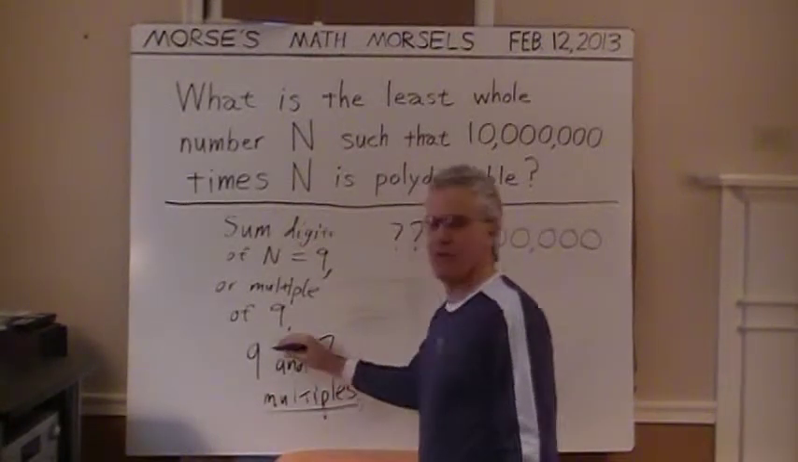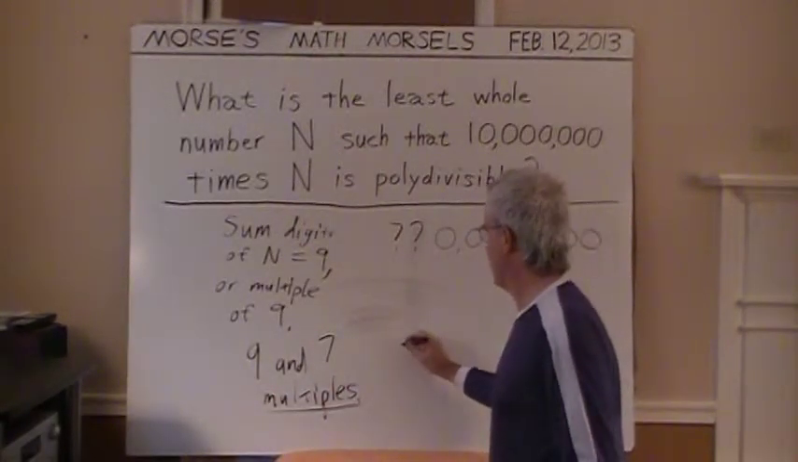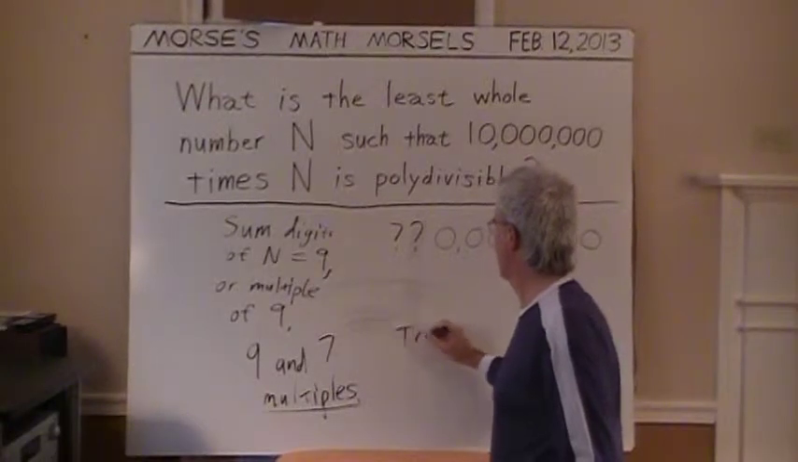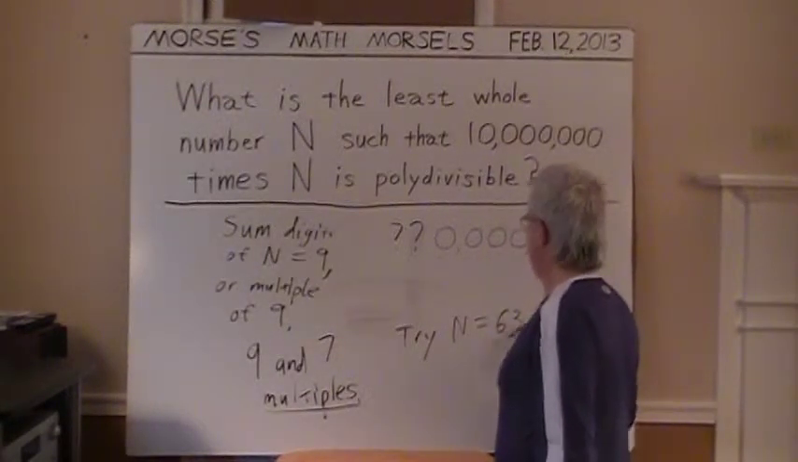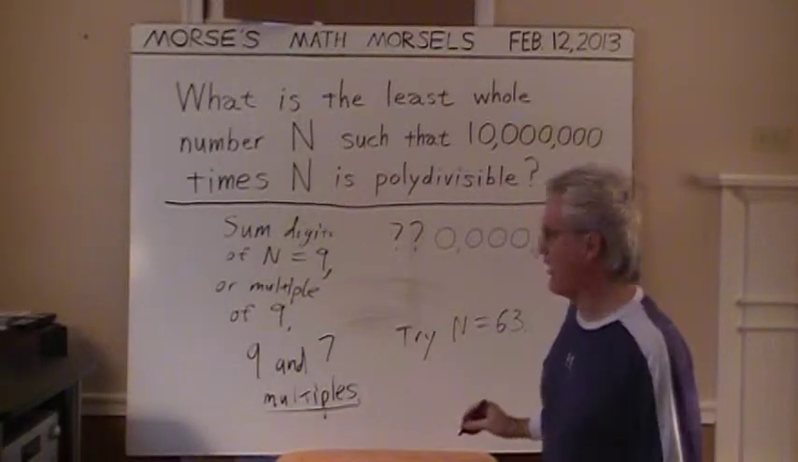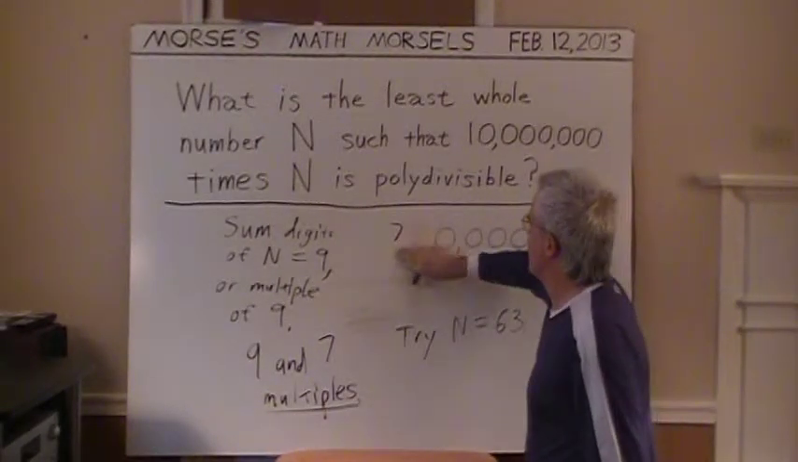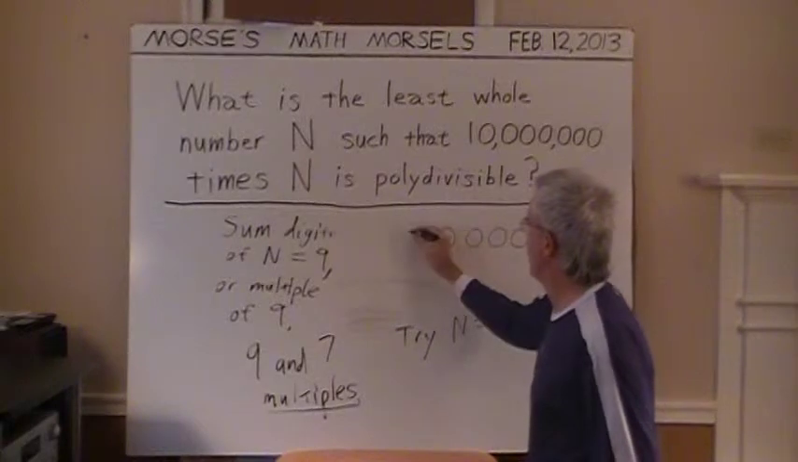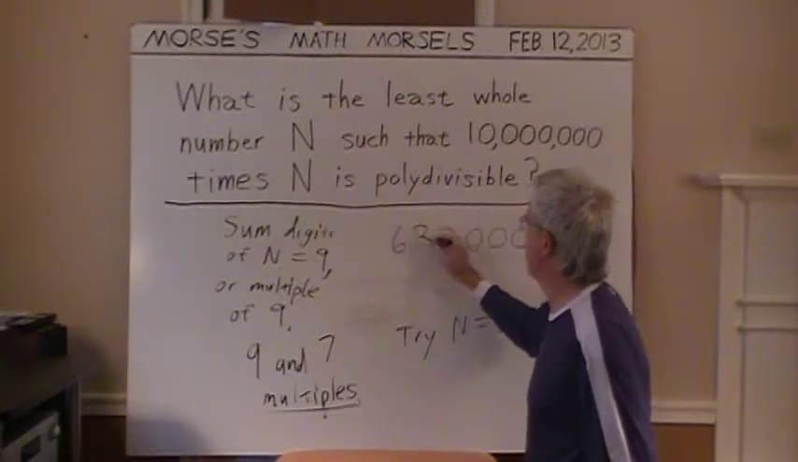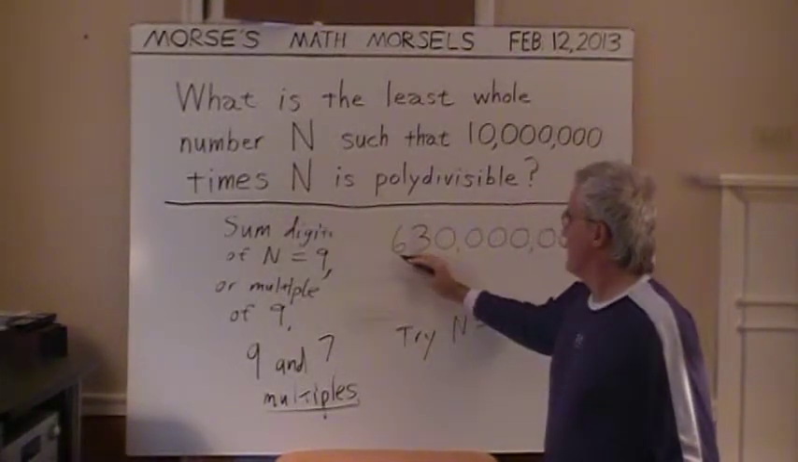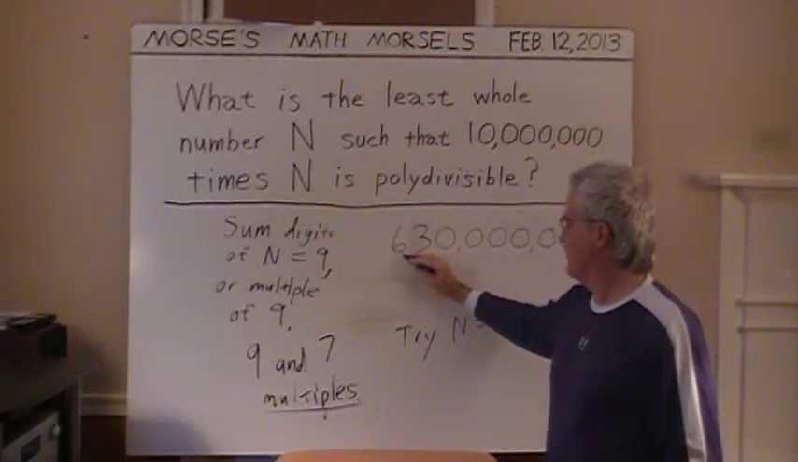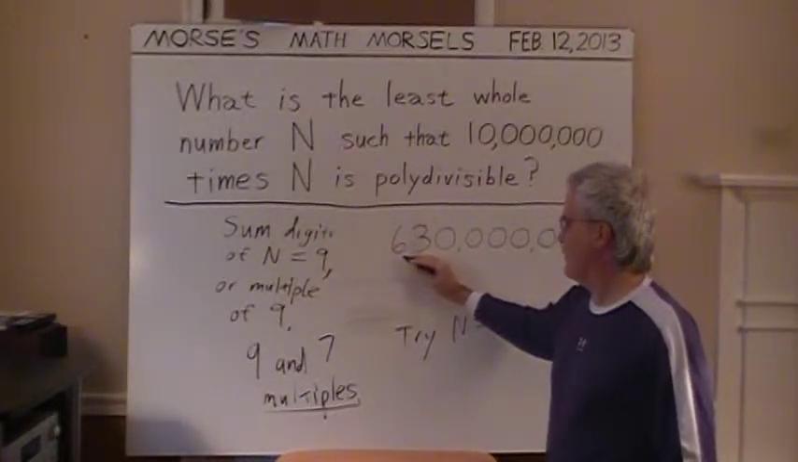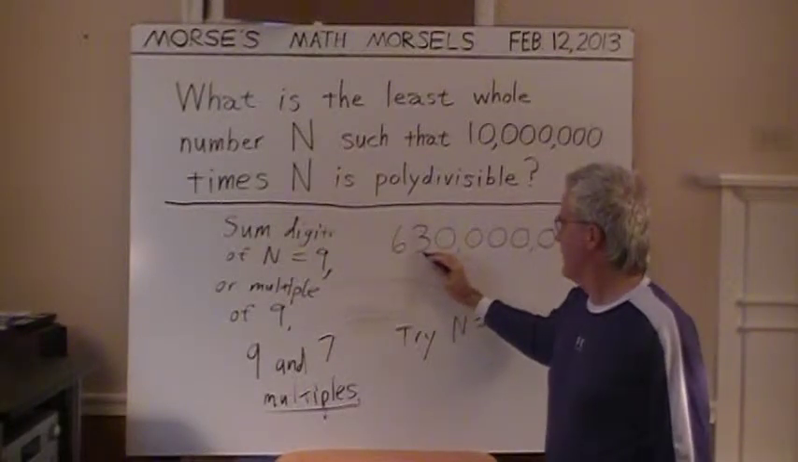What's the least multiple of 9 and 7 that we can try out? Well, I'm going to write down try n equals 63, which is just 7 times 9. Well, place the question marks, put in try 630 million. Is that divisible by 1? Yes, all whole numbers are, except 0. 0 divided by 1 is 0, but we're ignoring 0. How about 63?